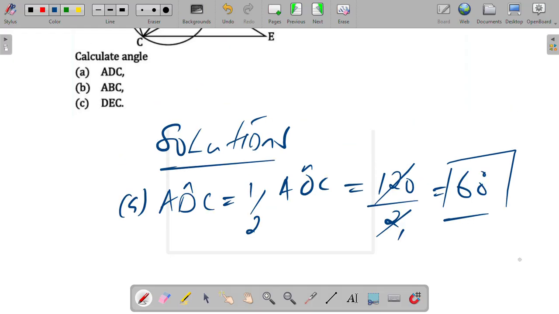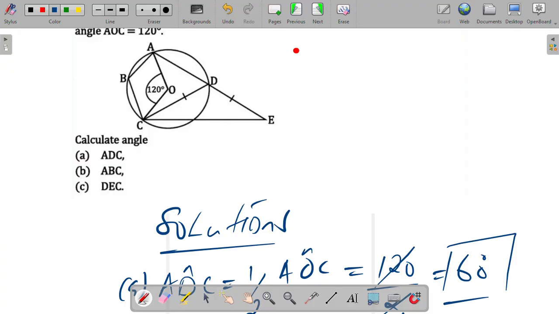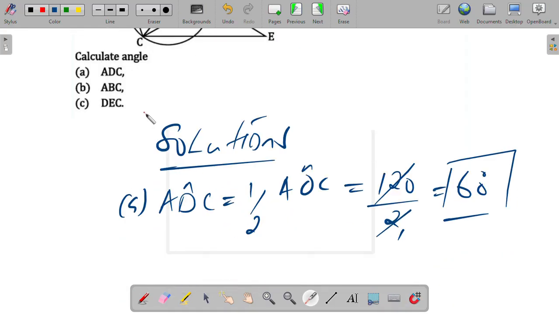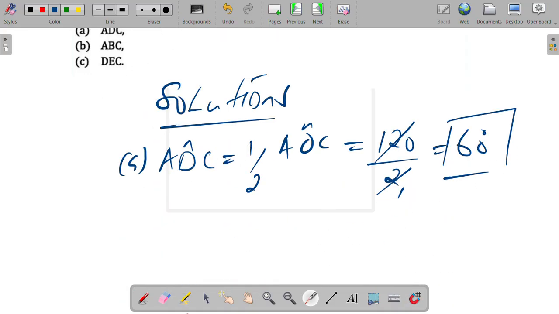It states the angle at the center is twice the angle at the circumference. In other words, to get the angle at the circumference, you divide the angle at the center. And if the examiner hasn't given you the angle at the center, you multiply the angle at the circumference by two to get it. So this is how you solve this question. We have applied the theorem here.